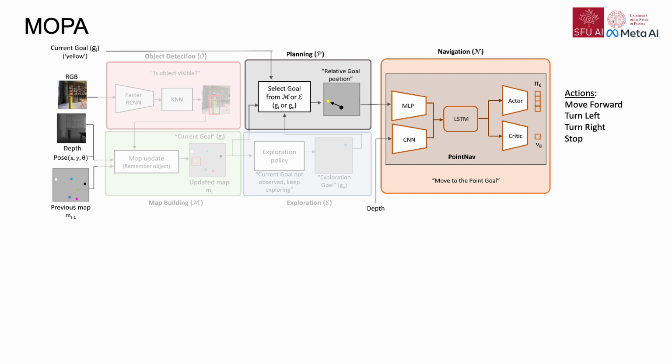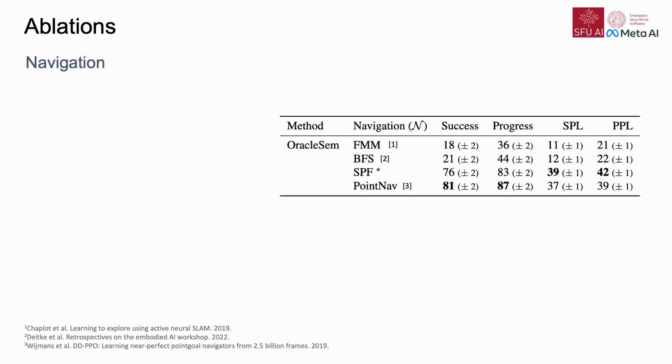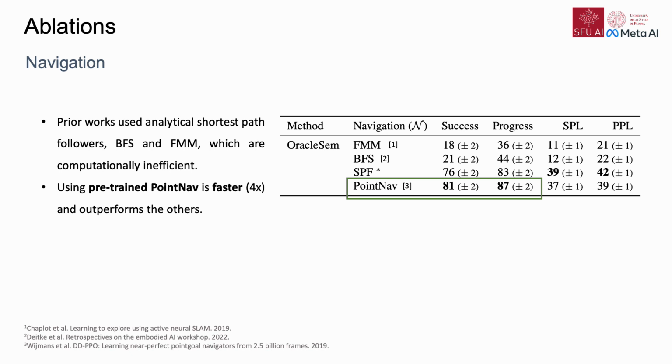Our navigation module takes as input the relative goal position to generate discrete actions and can essentially be translated to the PointNav task. This allows us to reuse a model that was pre-trained for the PointGoal navigation task. Next, we perform ablations on the navigation module by comparing PointNav agent with the analytical shortest path planners used by the prior works. We find that the PointNav agent not only outperforms the rest, but is also significantly faster.